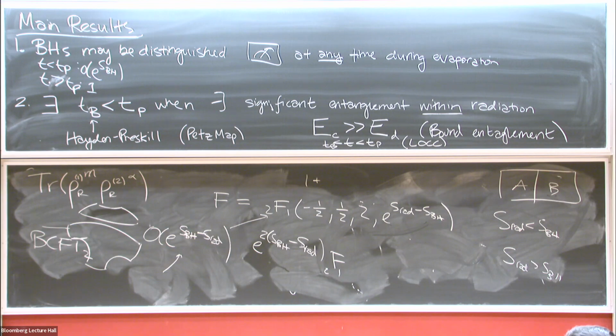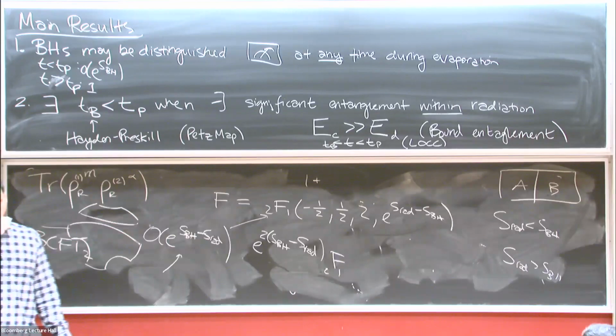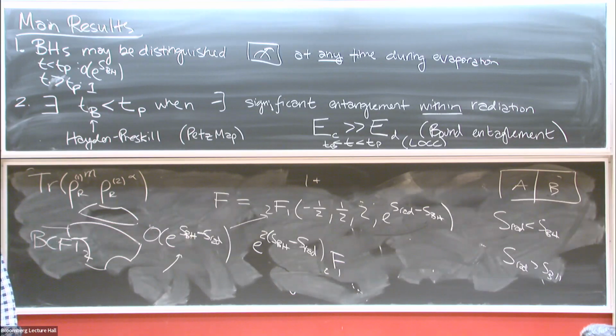In the last little bit, I'd like to talk about this second piece, unless there are more questions on this. When you say that up to the Page time you only need one copy, usually we believe that you need to make very complicated measurements in order to distinguish. So what about before the Page time? Is the statement that you need exponentially many complicated measurements?